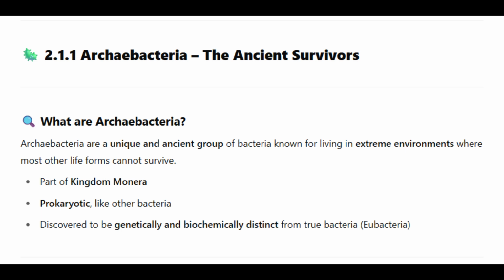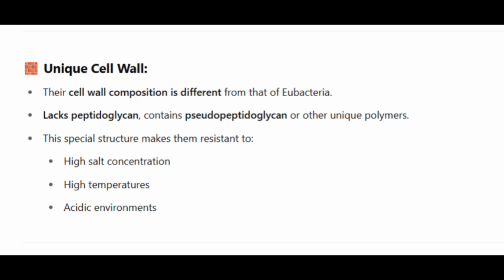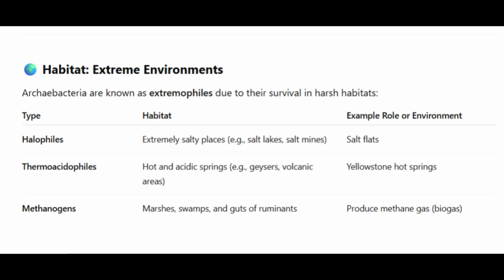Part of kingdom Monera. Prokaryotic like other bacteria. Discovered to be genetically and biochemically distinct from true bacteria. Eubacteria. Unique cell wall. Their cell wall composition is different from that of eubacteria. Lacks peptidoglycan. Contains pseudopeptidoglycan or other unique polymers. This special structure makes them resistant to high salt concentration, high temperatures, acidic environments. Habitat. Extreme environments. Archaebacteria are known as extremophiles due to their survival in harsh habitats.